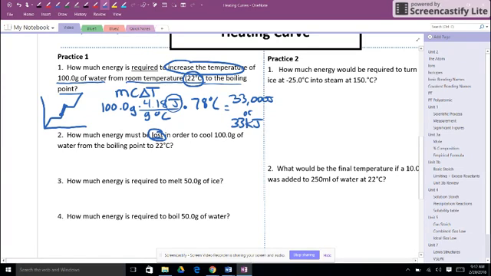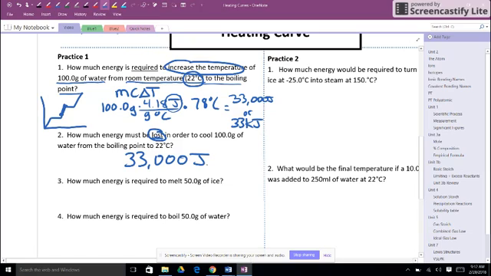I would never say, I spent negative $50 yesterday. You just say you spent 50, and the word spent implies your balance going down, or a net of a negative. So this would just be the same exact thing. If 33,000 joules are required to heat 100 grams of water from 22 to 100.